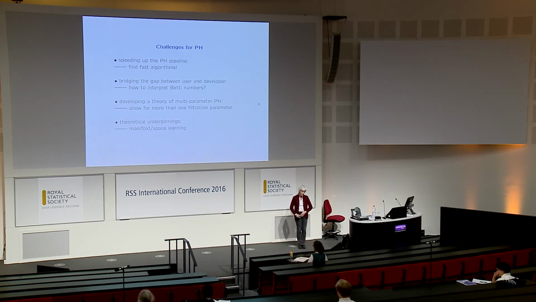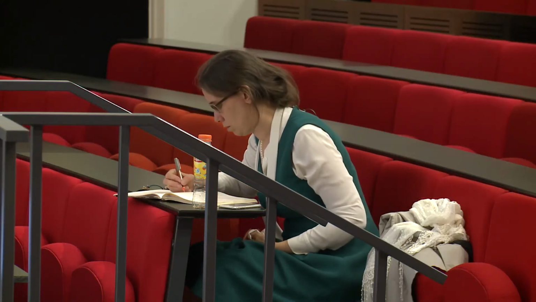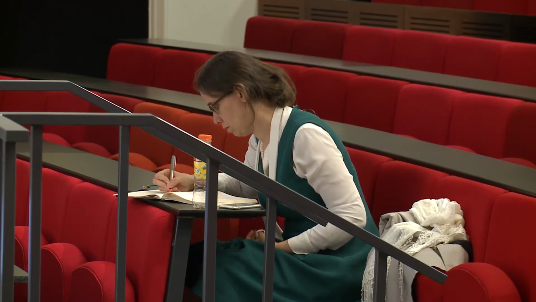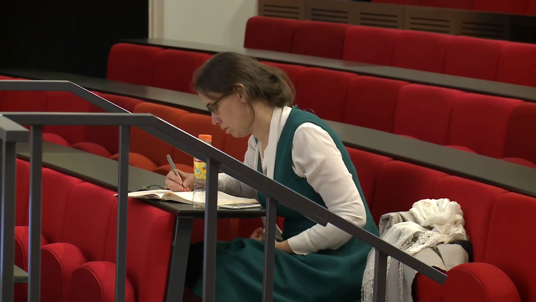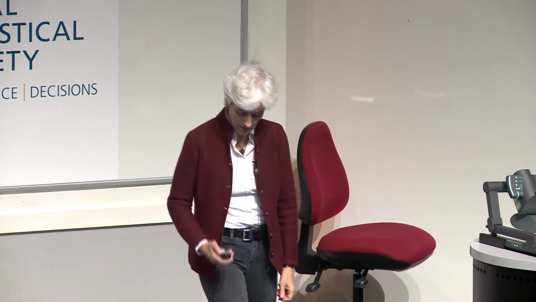Another thing is we want to not just have maybe the epsilon grow, but possibly the importance of certain data points. So we need to develop multi-parameter persistent homology. That's one thing I'm interested in. And finally, there are just many theoretical underpinnings that need to be sorted out and better understood. This is something that can go under the slogan of manifold or space learning.